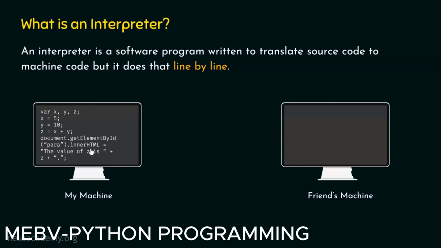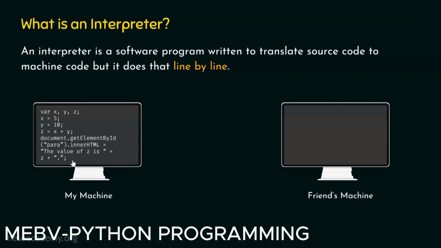After this, we have this .innerHTML which allows us to make changes to that element. And here I want to provide this string or this text to that element. The value of z is plus z plus dot. Here plus signs are used to concatenate the strings. So eventually we will get this entire string, that is the value of z is 15 dot. Concatenating strings means combining strings. So the final result will be the value of z is 15 dot. So eventually that element will receive this string.